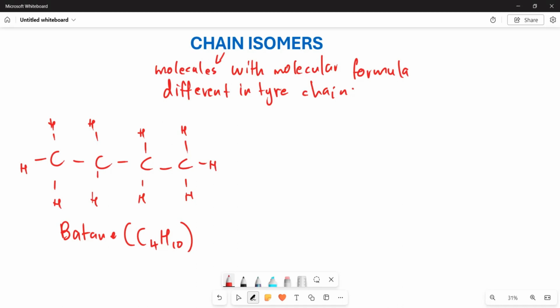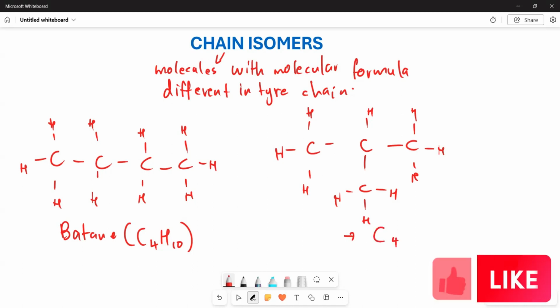For example, let's say I give you your methyl propane. This is your methyl propane. In this particular methyl propane, I want you to check the arrangement of your carbon and also your hydrogen. If you write the general formula for this, you are going to have 1, 2, 3, 4 carbons here, and you are also going to have 10 hydrogen.